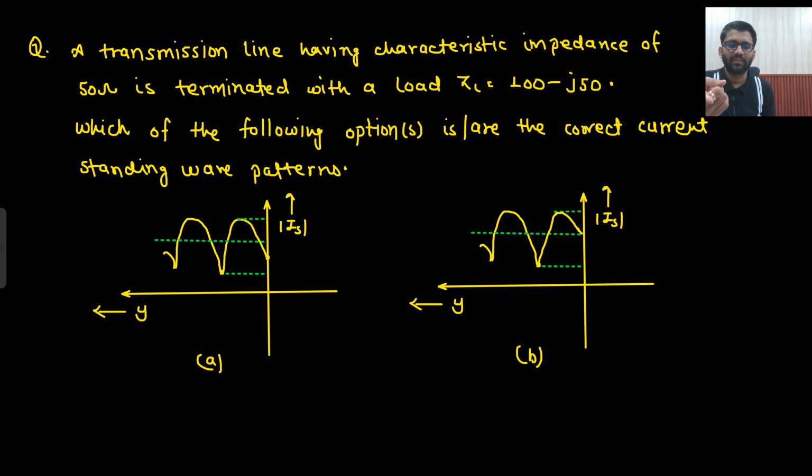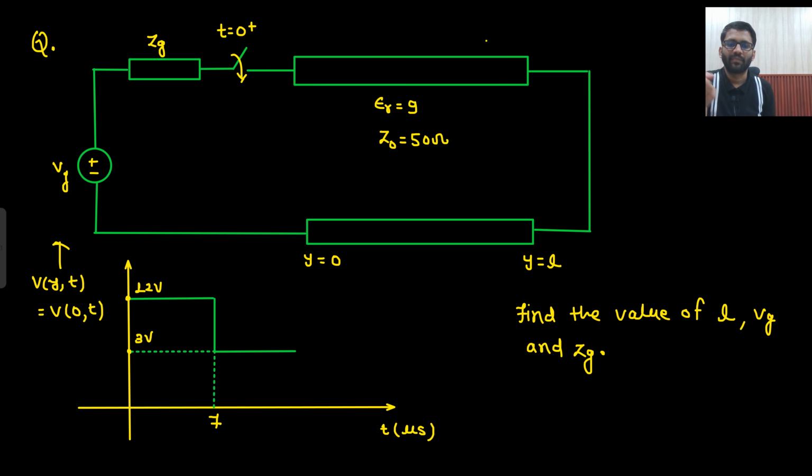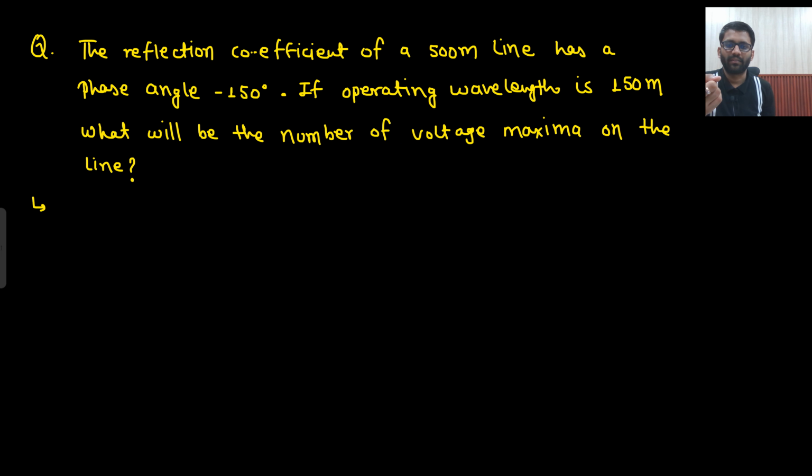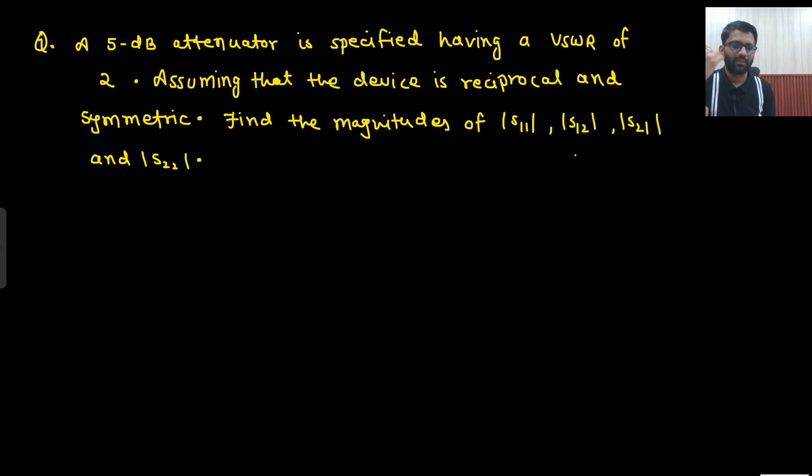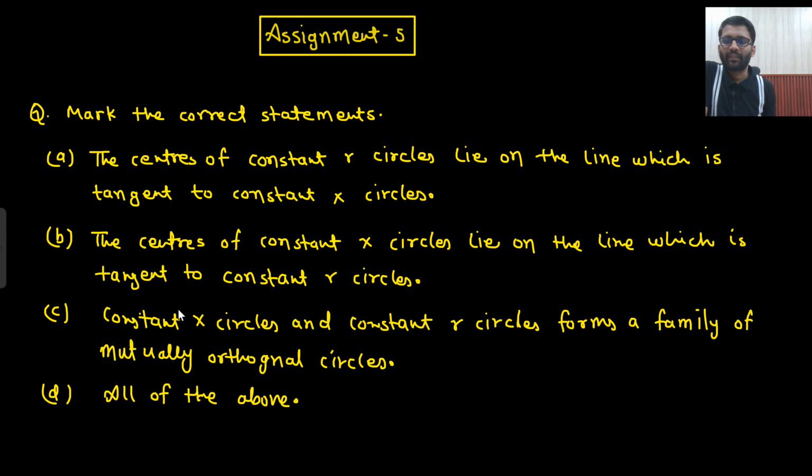Then these patterns, this problem, and then this question, this is based on transients. Then this one, number of voltage maxima. Then this is on S matrix, and this is also based on scattering parameters. So these questions we are going to solve. Let's start from the first one. Here you need to mark the correct statement. I think you should be able to solve this one if you have studied the Smith chart.